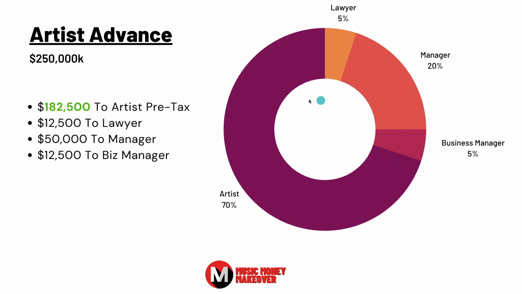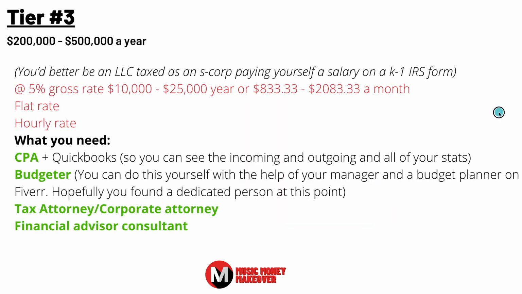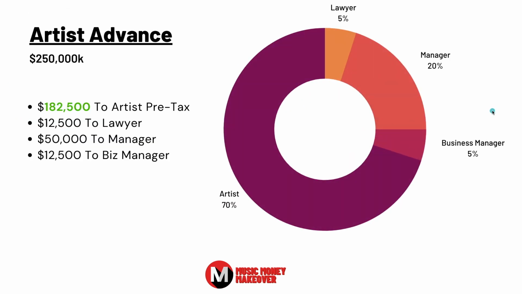Now, if we have made it to the $500,000 a year club, you may just feel like you want to go do a one-off record deal at a small or major indie like an Empire Records or something. This is what the breakup will look like. Your manager will get 20% of that advance. Your lawyer will get 5% for reading the contract and negotiating. Your business manager will get 5% for processing the payments to everybody.